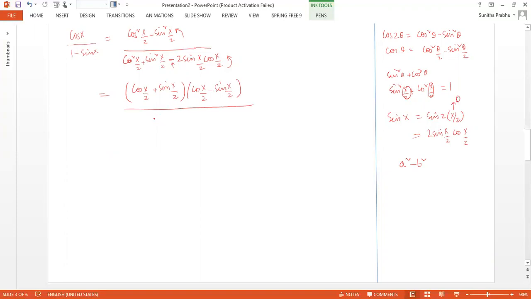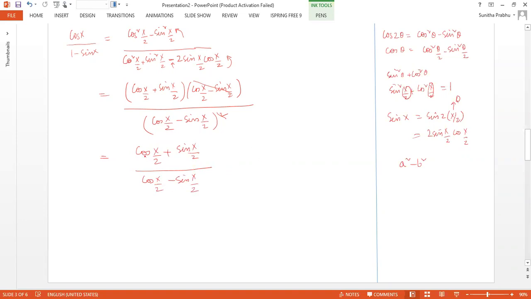It will be cos x by 2 minus sin x by 2 the whole square. Okay. What will be your next step? So we can cancel cos x by 2 minus sin x by 2 in the numerator and the square. Very good. So what we are left with is this. Is it okay? Yes, sir.